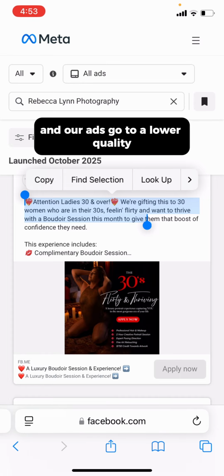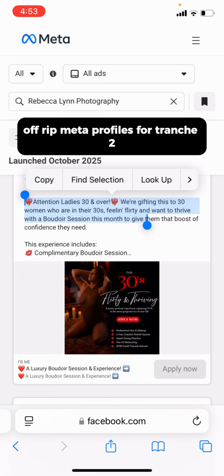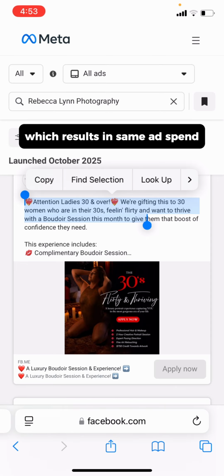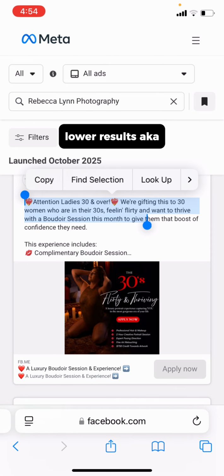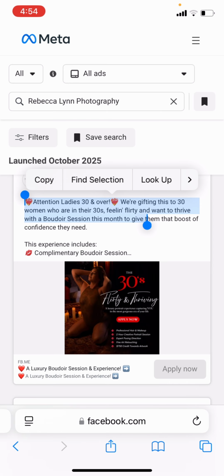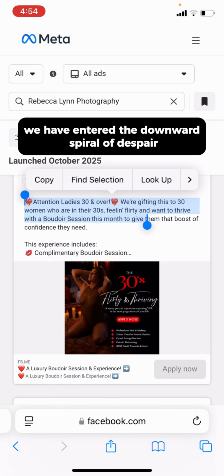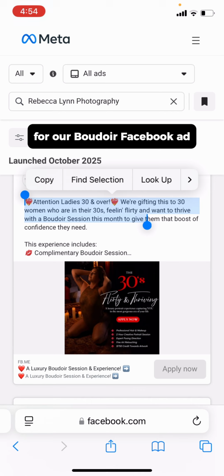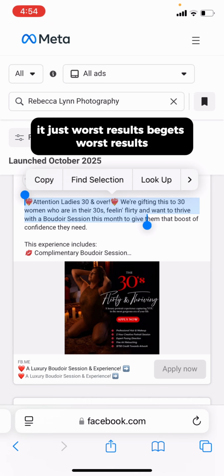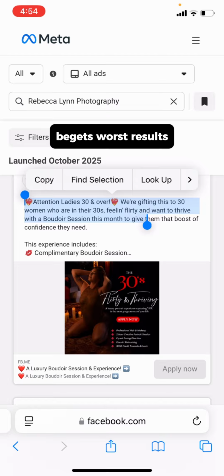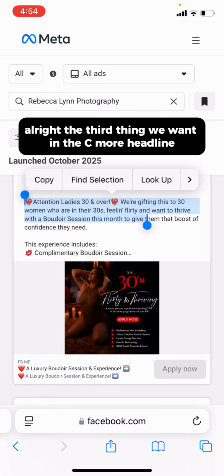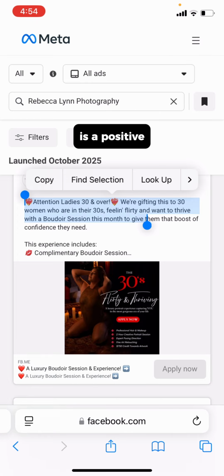all feeding back into the Meta ad algorithm, and our ads go to lower quality off-rip Meta profiles for tranche 2, which results in same ad spend, lower results, aka we have entered the downward spiral of despair for our boudoir Facebook ad. It's just worse results begets worse results begets worse results. Ad burns out, ad dies. Refresh creative.